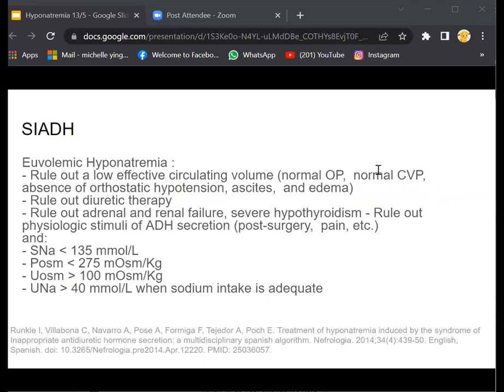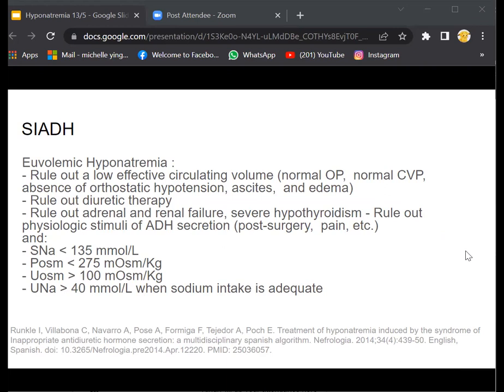SIADH is a euvolemic hyponatremia, so we need to rule out other causes of low effective circulating volume, with a normal CVP and absence of orthostatic hypotension, ascites, and edema. We need to rule out any diuretic therapy, rule out adrenal and renal failure and severe hypothyroidism, and any physiologic stimuli of the ADH secretion, including post-surgery and pain.